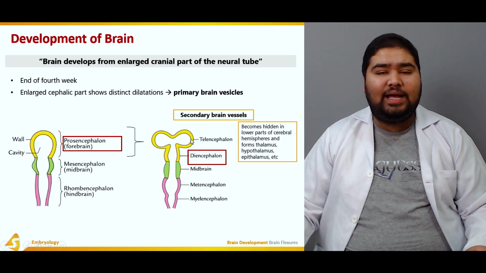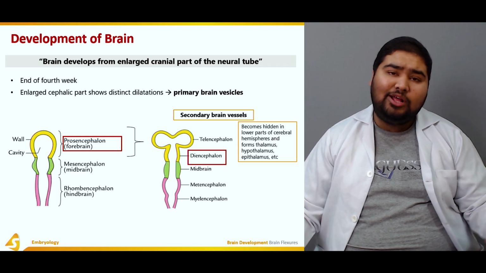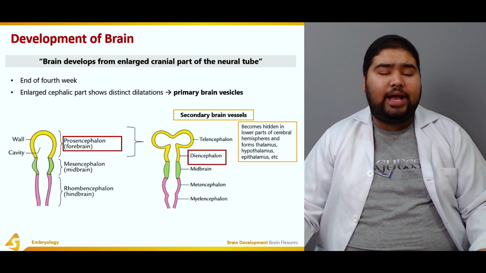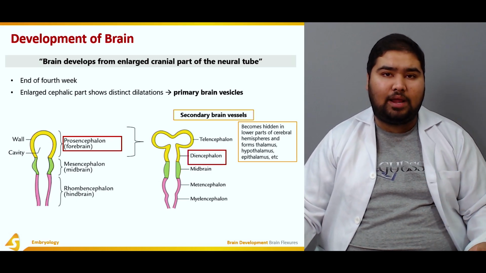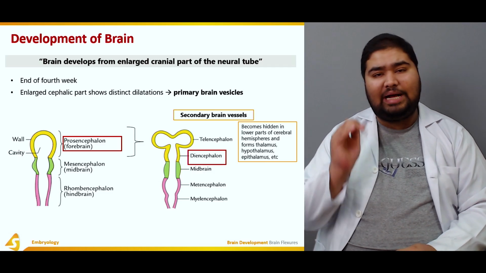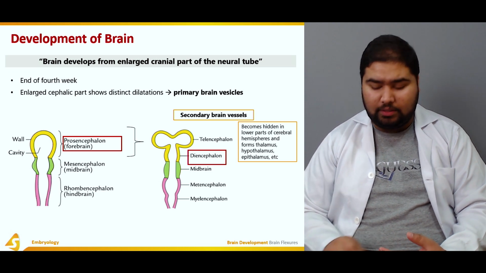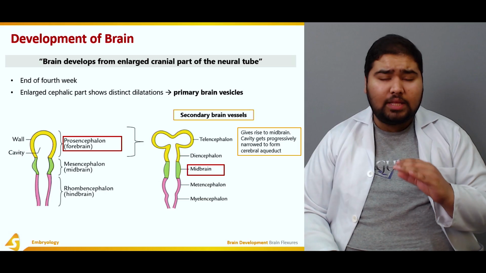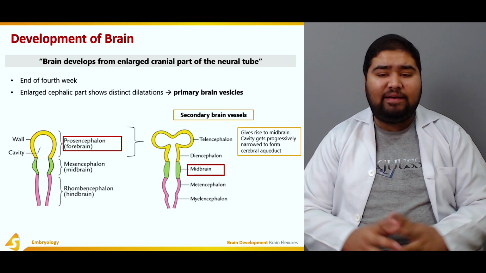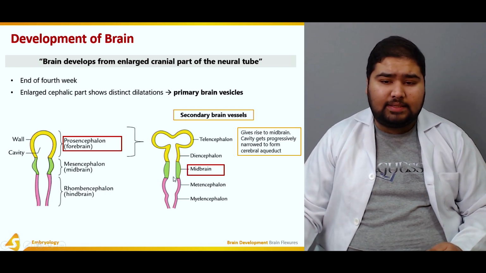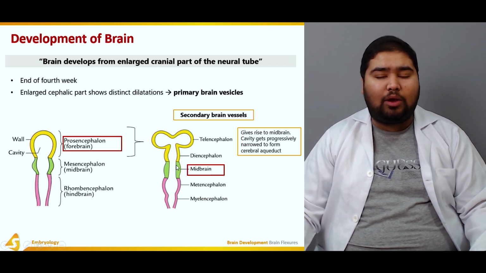Moving on, the diencephalon actually becomes hidden beneath the cerebral hemispheres, that is the lower part of the telencephalon, and forms the thalamus, the hypothalamus, the epithalamus, and the surrounding area. So this diencephalon actually serves as a connection between the telencephalon and the mesencephalon. So moving on, the mesencephalon gives rise to the midbrain, and the cavity of the mesencephalon, this cavity, narrows progressively to form the cerebral aqueduct.